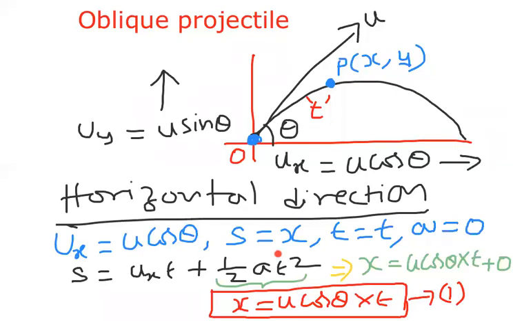Substituting the data in our main formula s equal to uxt plus half at square: in the place of s, x; in the place of ux, u cos theta; time t; and acceleration 0, so this whole term becomes 0. I am left with x equal to u cos theta into t. This is the expression I got. This is the information about the oblique projectile in the horizontal direction. Next, let us check the vertical direction.